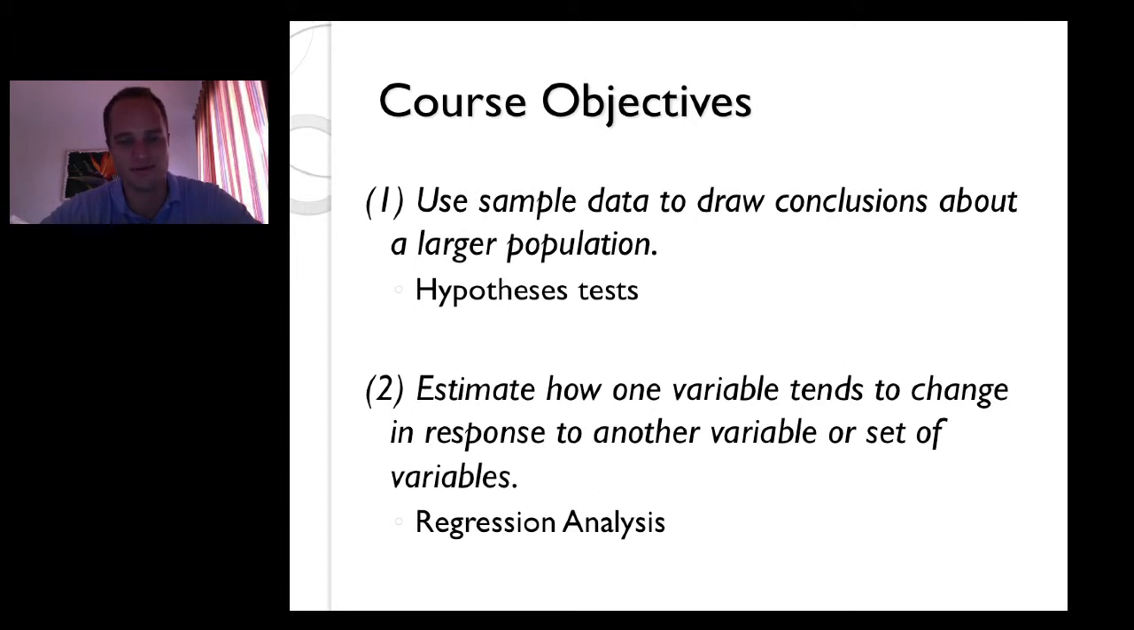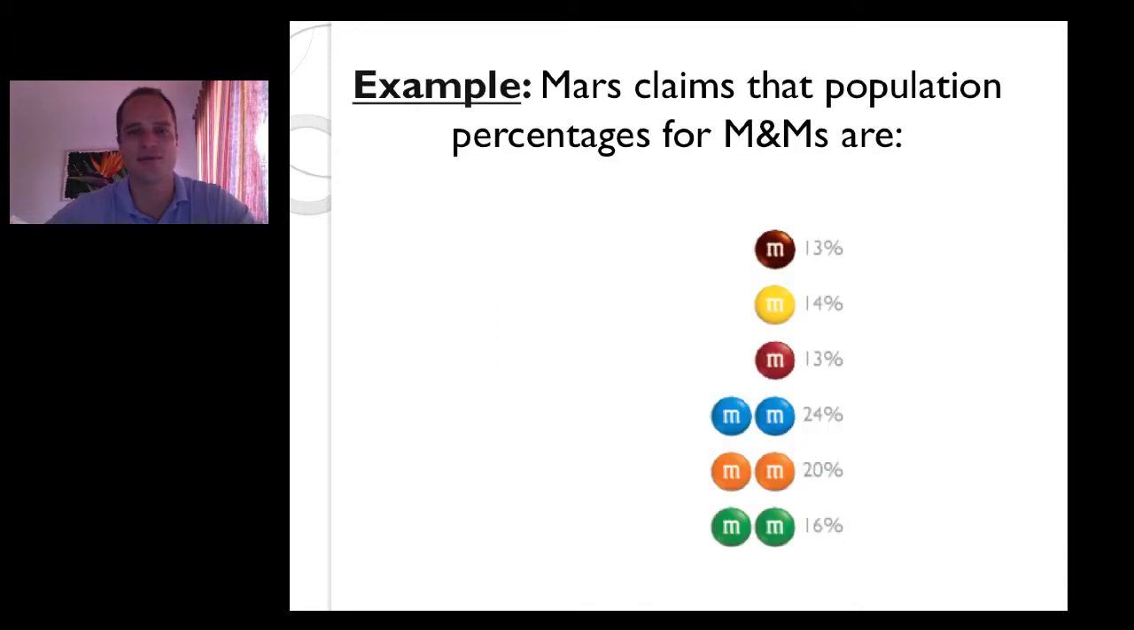And the second goal, very simply, is we want to learn how to do regression analysis, which is a nice tool that shows us correlation, but also measurable changes, and how one variable tends to change in response to changes in another, or in another set of variables. All right, so I'll go over some examples.